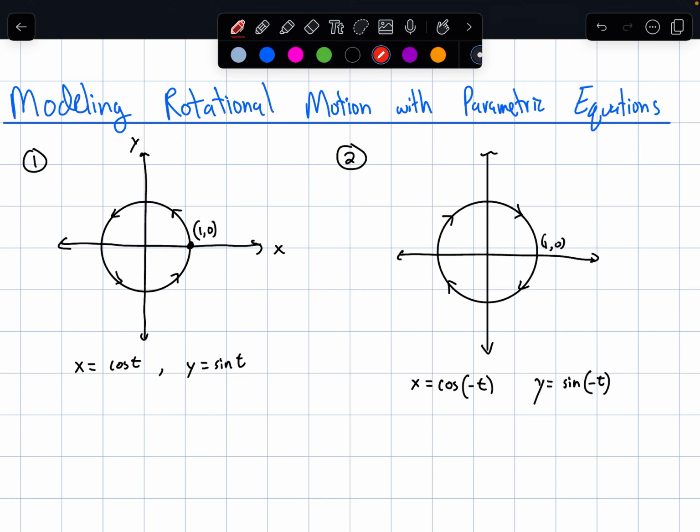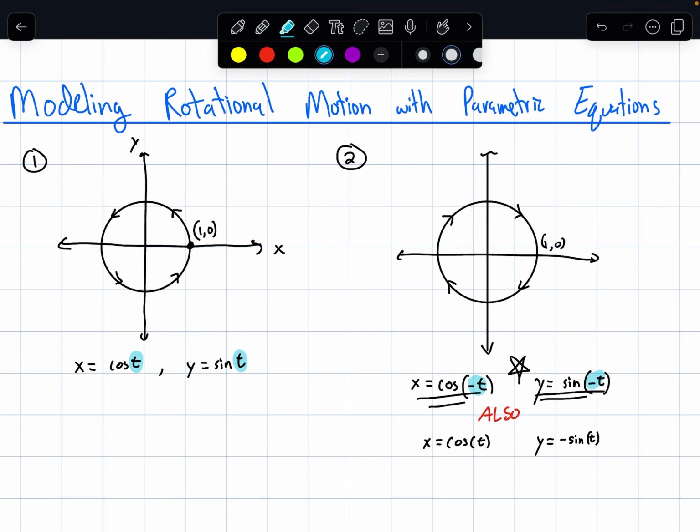We could also model this another way. Cosine is an even function, and so cosine of negative t is equivalent to cosine of t. And sine is an odd function. We could say y is equal to negative sine t. So these would also be a pair of parametric equations that work. But the important understanding is really this: you can just flip the t's to negative t's, and you can change the direction of motion.